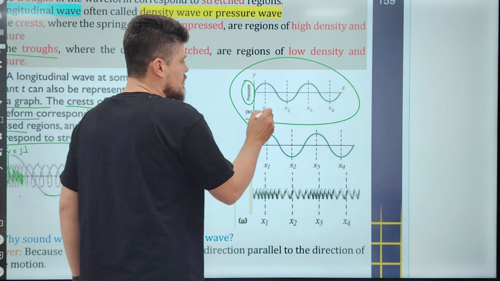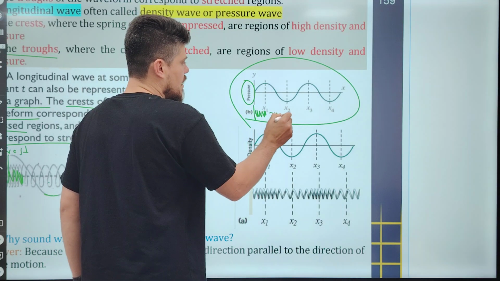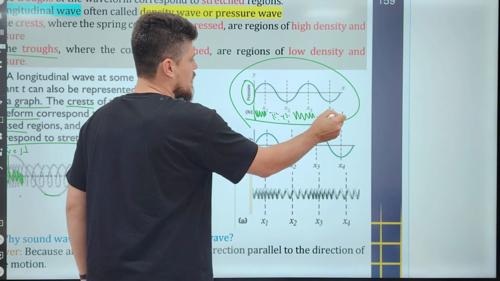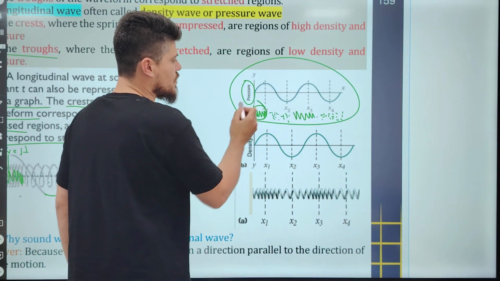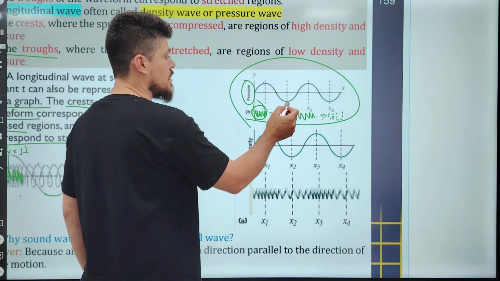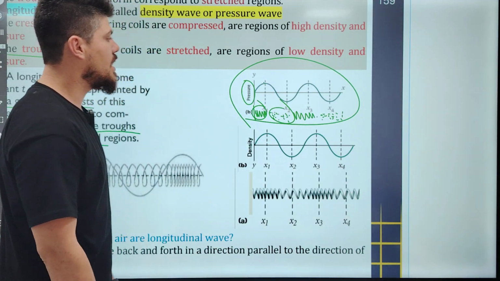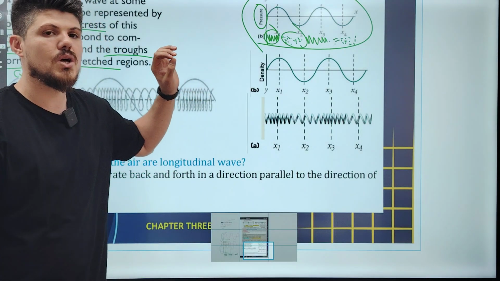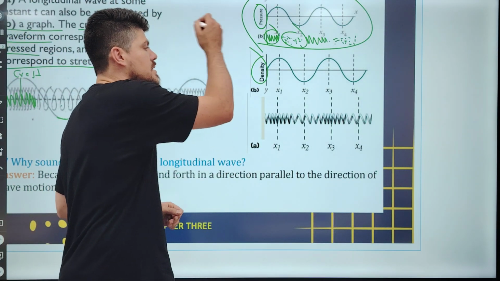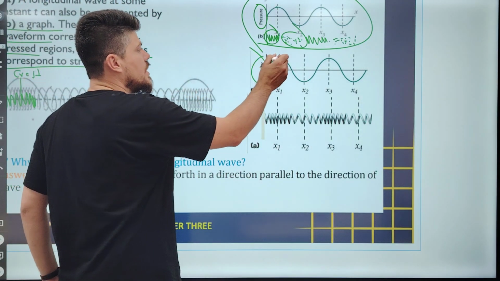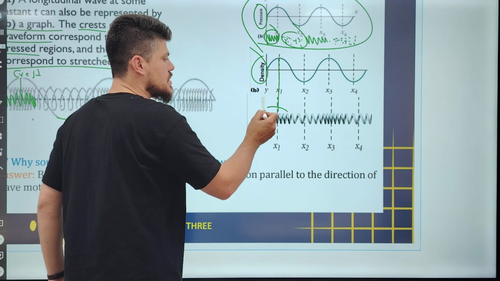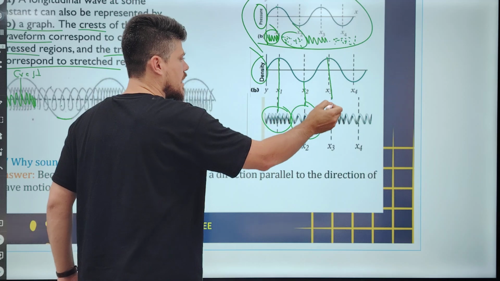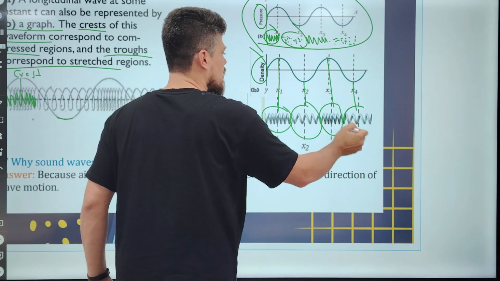Okay? If you draw it in the shape of a longitudinal wave, instead of crest you have to write compression, and instead of trough, you have to write the rarefaction region. Also, the second sine wave is a longitudinal wave. Why? Because we have density here. Okay, the crest corresponds to the compression, the trough corresponds to the rarefaction. Again, one more. Okay.